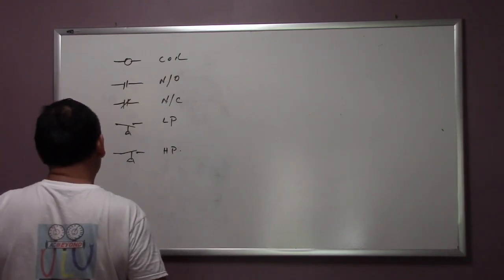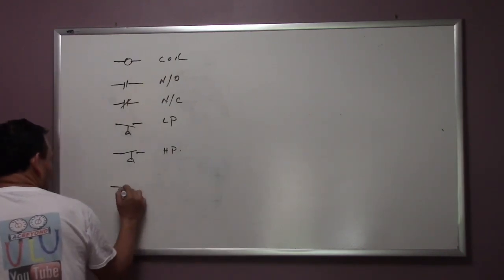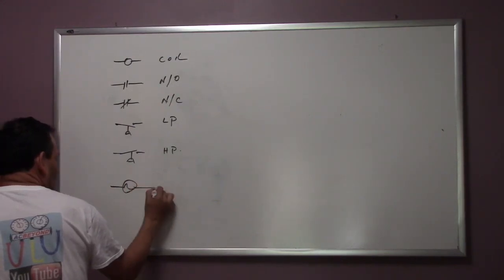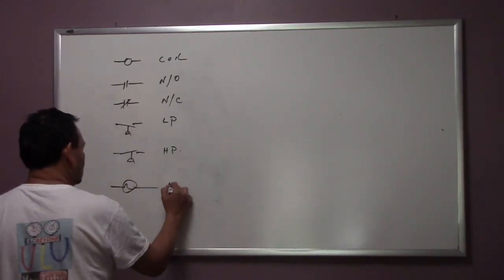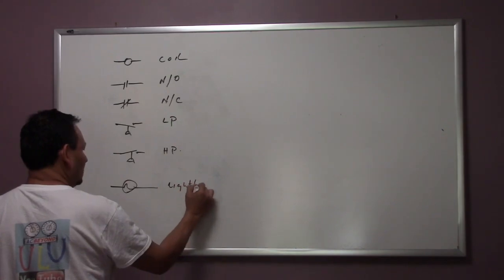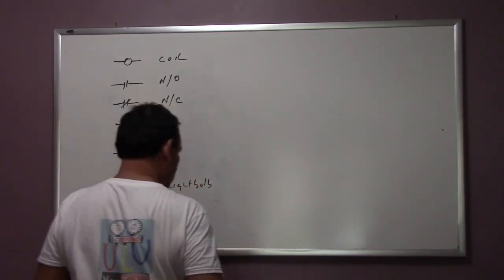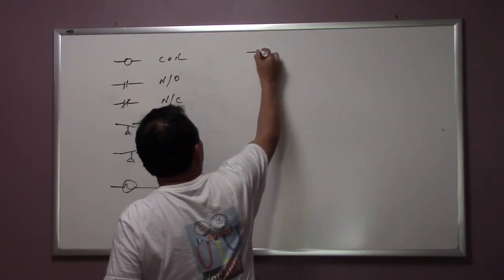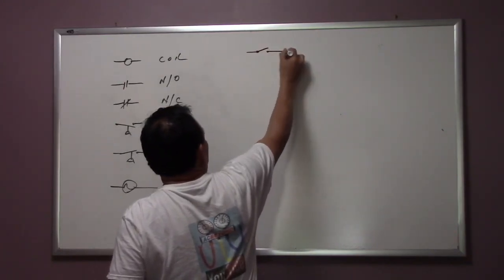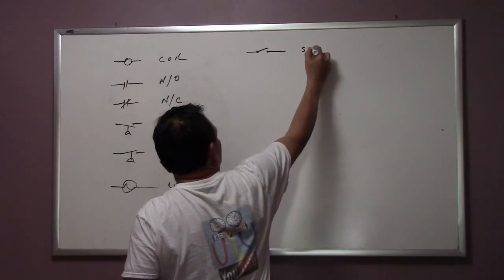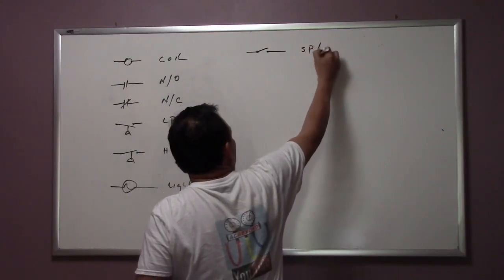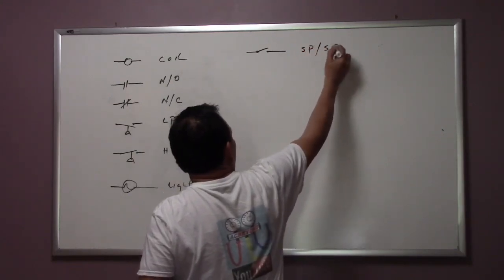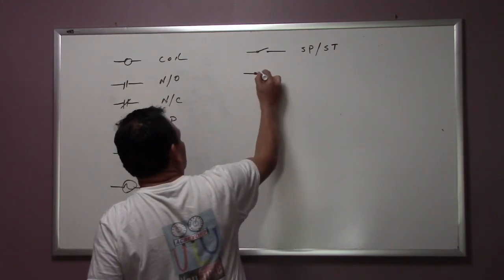We're also going to add the light bulb. Okay, this is not a light bulb. We're also going to have a switch. There's a single pole, single throw.